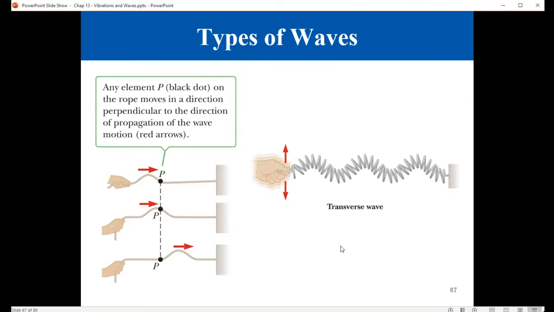So any element of the rope here will move up and down. Because of that, we call this wave a transverse wave. The direction of motion for any element in the rope or in this slinky is perpendicular to the direction of propagation. The wave propagates horizontally, while the disturbance, the oscillation, is in the vertical direction. We call such a wave a transverse wave.